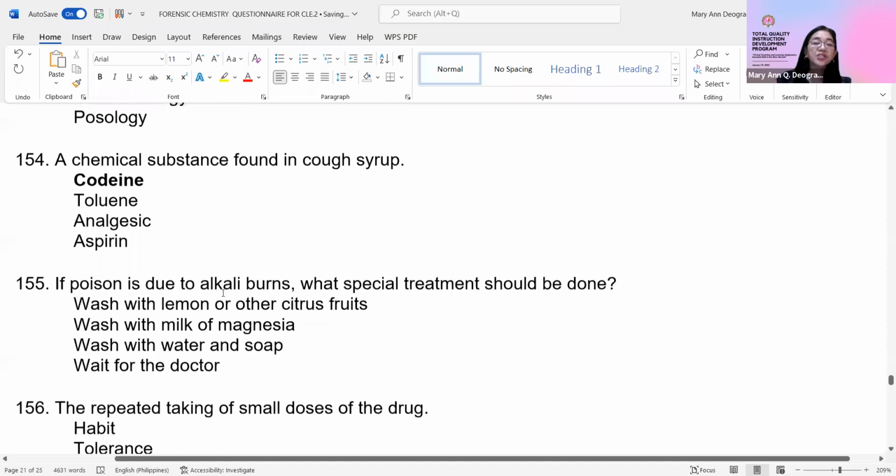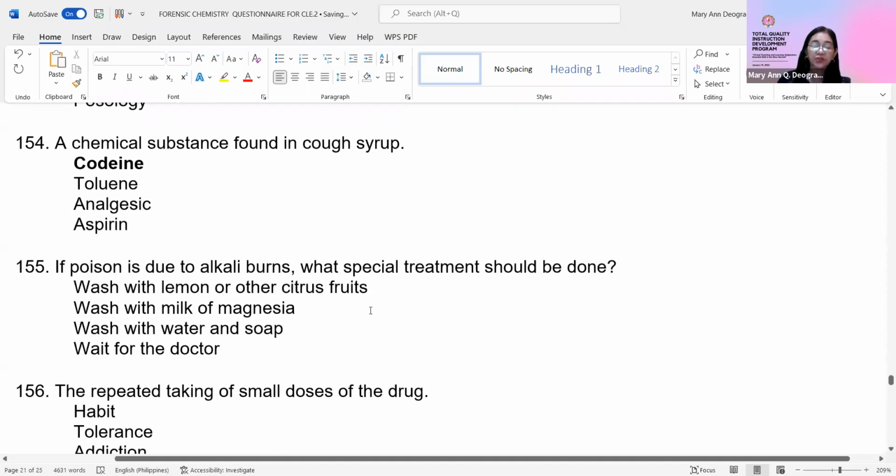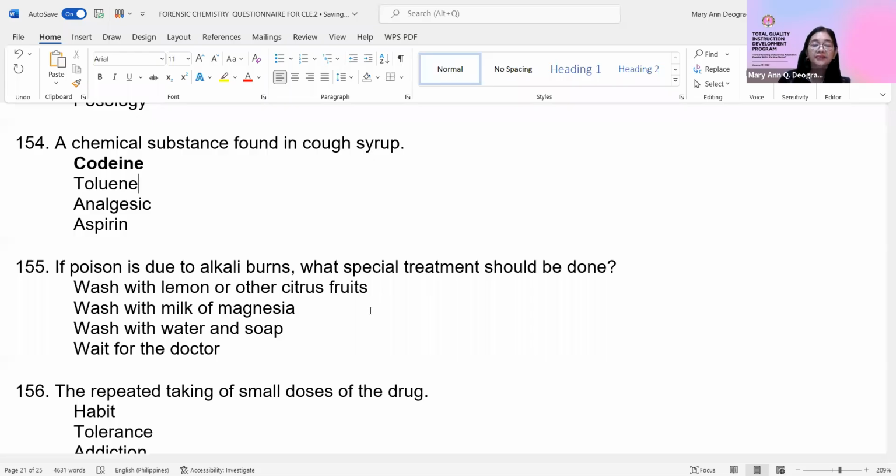If poison is due to alkali burns, no, tulad ng liquid sosa, what special treatment should be done? Wash with lemon or other citrus fruits. Wash with milk of magnesia. Wash with water and soap. And then wait for the doctor. Anong special treatment ang gagawin? So yung doctor, hindi na yan special treatment eh. Alin sa tatlo yung kailangan natin dyan? Huwag na yung water and soap din.